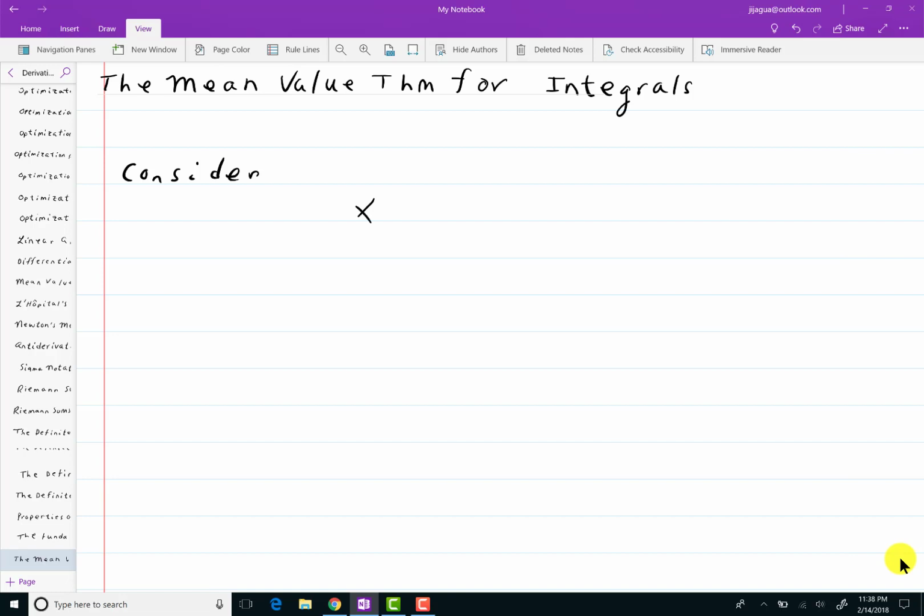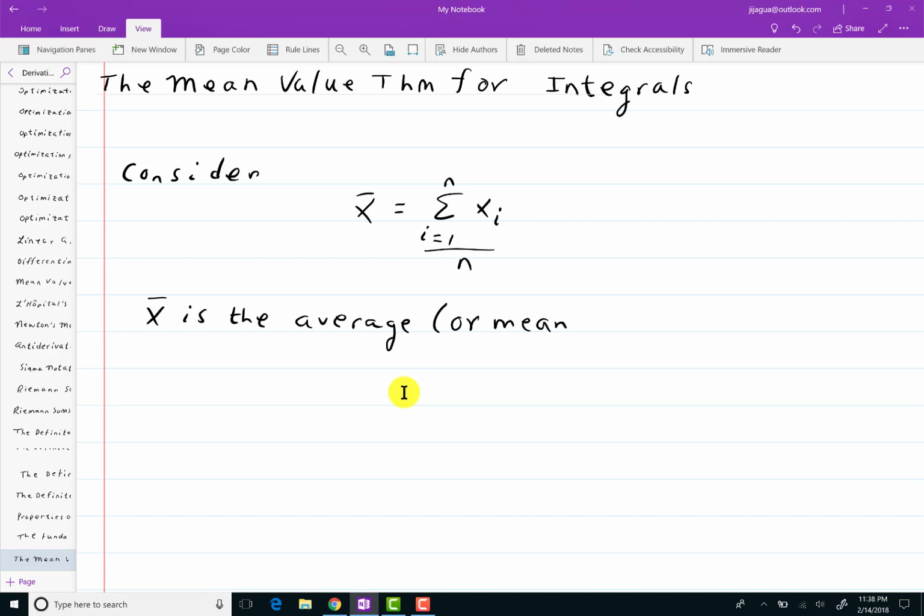x bar, that equals the summation i equals 1 to n of x_i divided by n. We know this guy is the mean or the average. x bar is the average or mean of the x1, x2 up to xn.